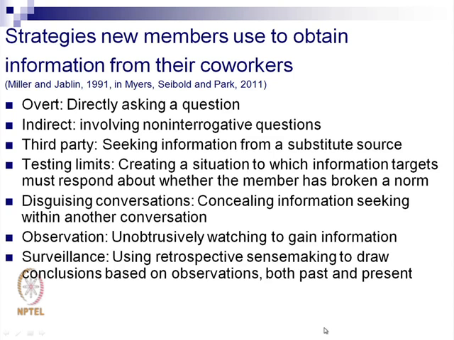Some strategies new members use to obtain information from their co-workers. How do we get information from our co-workers? The first one is overt, directly asking a question. Who can give me more paper? I need a red pen, I need a blue pen, I need a green pen, I need a ruler. Who can give me stationery? I need a cup of tea to stay awake. I'm tired, I would like to have a cup of tea to continue. Who can I contact?